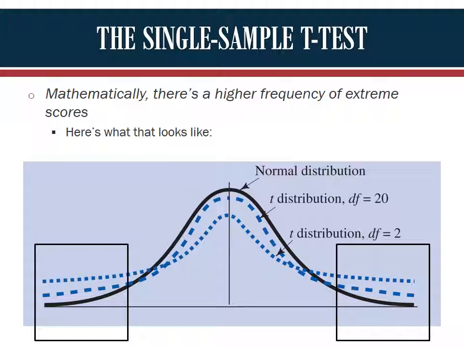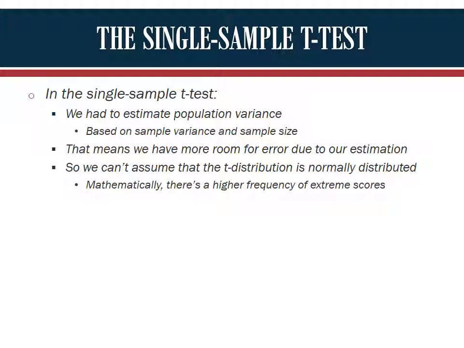All right, now why are there two t-distributions shown here, you might be wondering? Well, remember from earlier, we said that in the single sample t-test, we had to estimate population variance based on sample variance and sample size. That means that we have more room for error due to our estimation, so we cannot assume the t-distribution is normally distributed. Instead, mathematically, there's a higher frequency of extreme scores, right? It turns out this follows a very particular pattern.